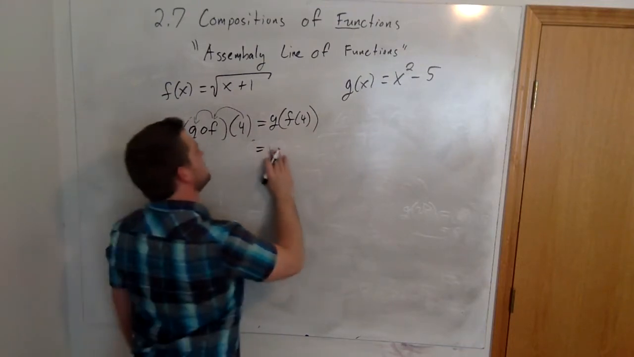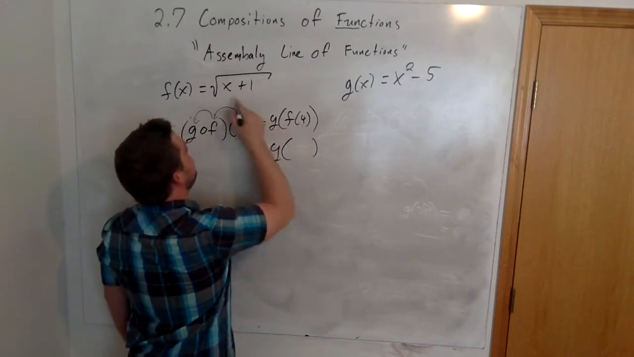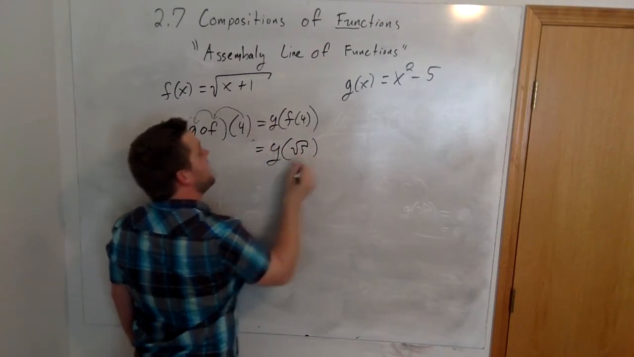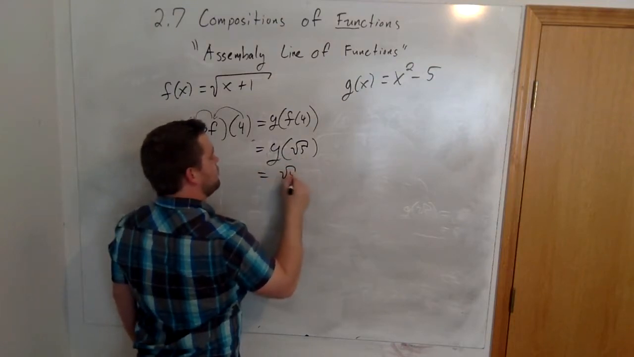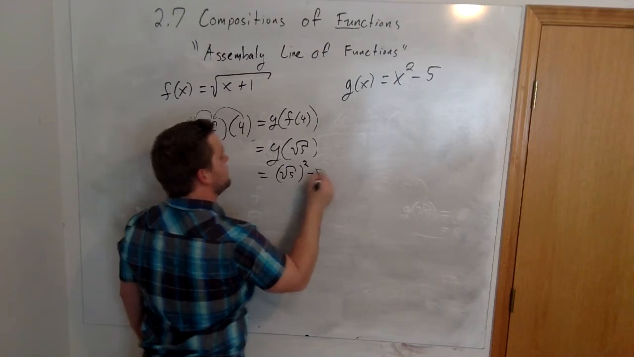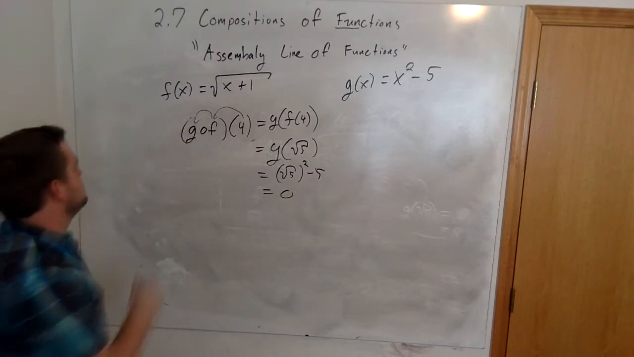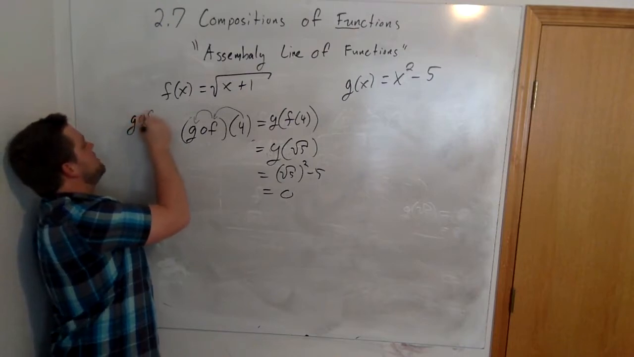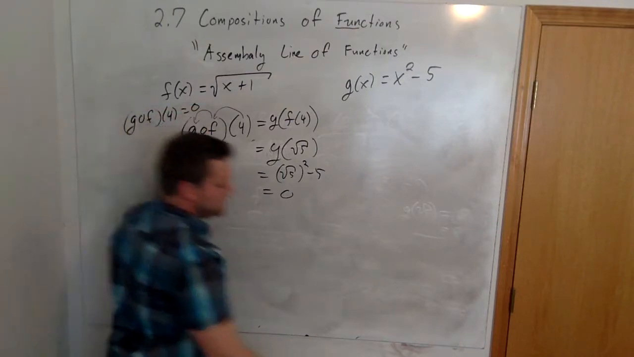Or we could think about it like this. I took 4 and plugged it into f. We got out the square root of 5. I evaluated g at the square root of 5, and we got root 5 squared minus 5. We got out 5 minus 5. We get out 0. So g of f of 4 is equal to 0. Let's hold on to this.